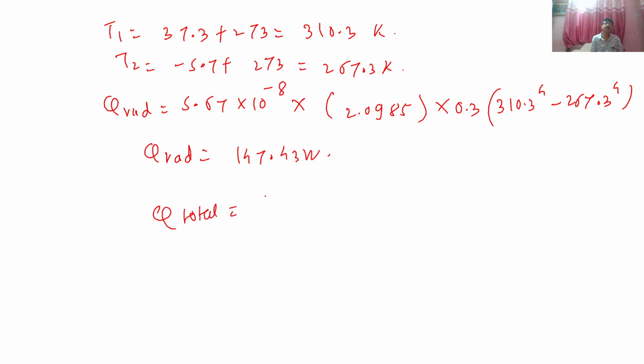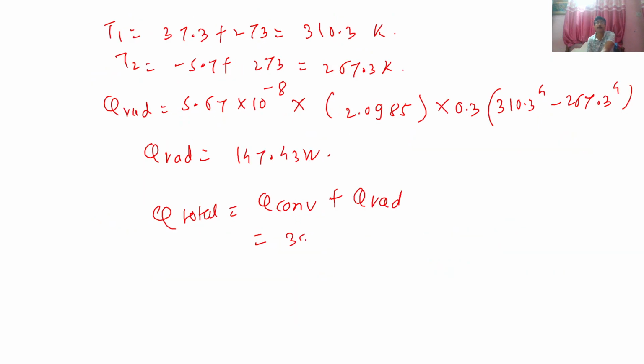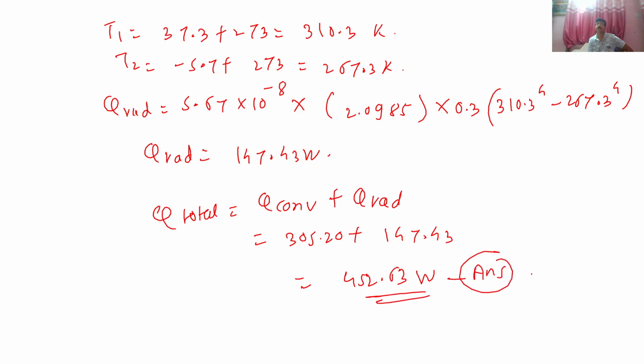यहाँ हीट कन्वेक्शन से भी बाहर जा रही है बॉडी से और रेडिएशन से भी जा रही है, तो दोनों को हम ऐड करेंगे सिंपल. तो Q कन्वेक्शन कितना है? 305.20. और रेडिएशन कितना है, 147.43. अगर दोनों को मैं मिला दूं तो आंसर कम्स अराउंड 452.63 watt. So this is our answer.